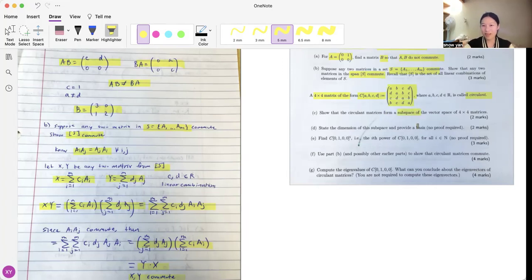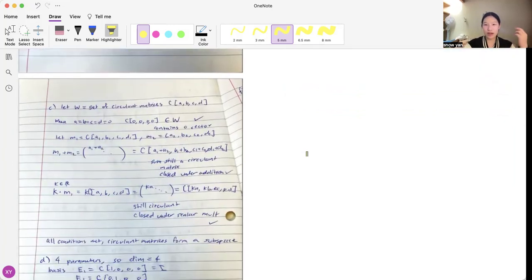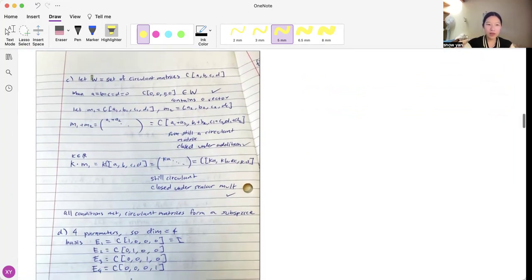Subspace is pretty standardized. This is bookwork. We just want to show first it includes zero, then it's closed under addition, and it's closed under scalar multiplication. So we do exactly that. We first define W to be the set of circulant matrices C(a, b, c, d). When a, b, c, d are equal to zero, so our zero case, we see that C(0, 0, 0, 0) is indeed inside our W, which is a circulant matrix.